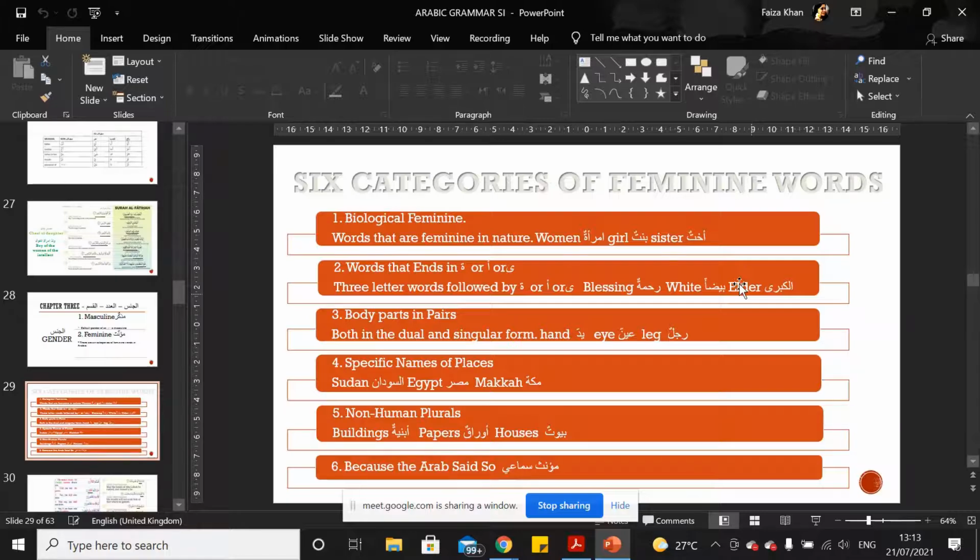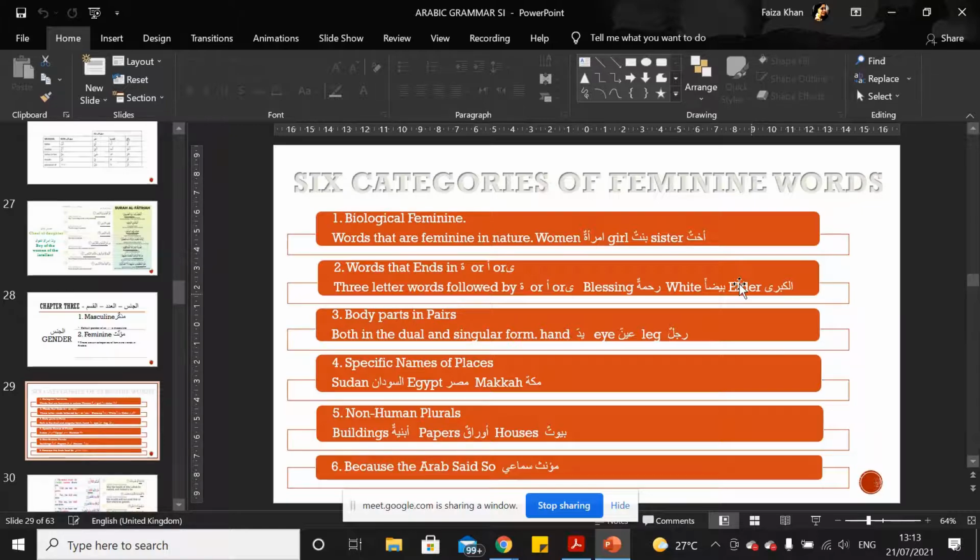So the third category is body parts in pairs. In our biology, some body parts are singular, like a nose. We have only one nose, only one backbone, only one head. Other than that, some parts were created in pairs, like our eyes, our lips, our hands, our feet. Allah has created them in pairs. So the body parts which are created in pairs are also considered feminine in grammar.